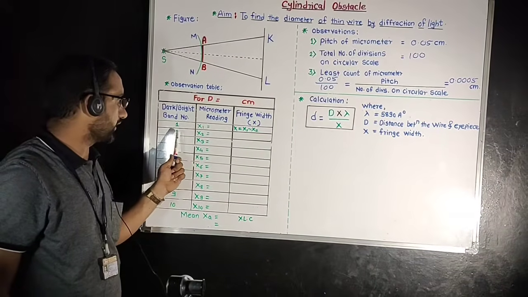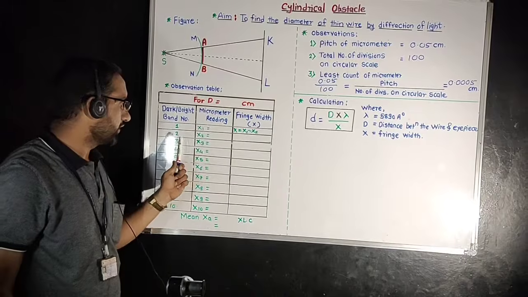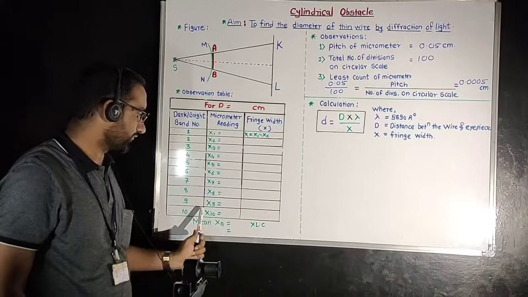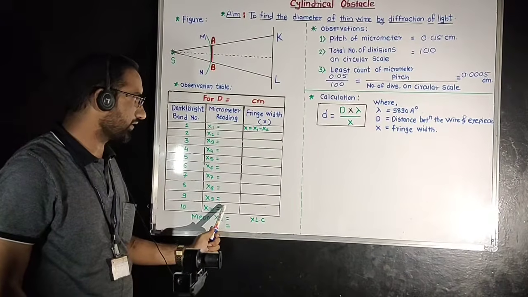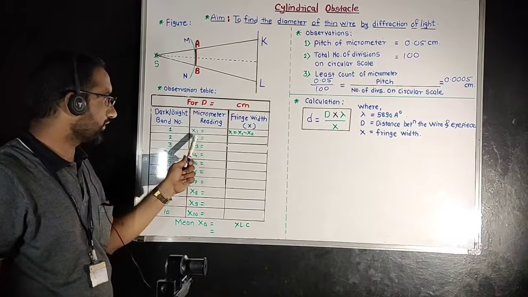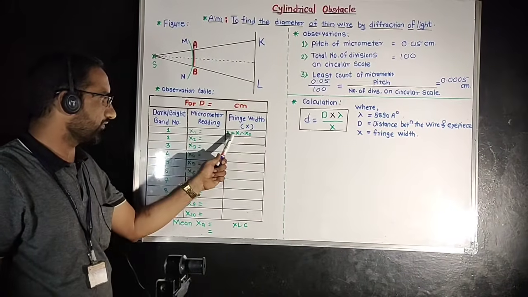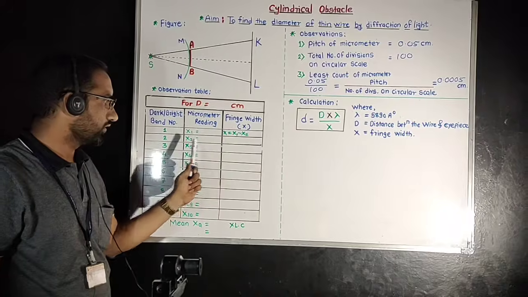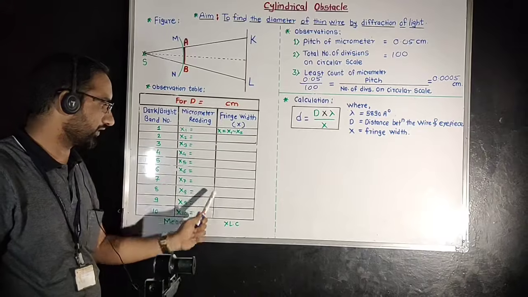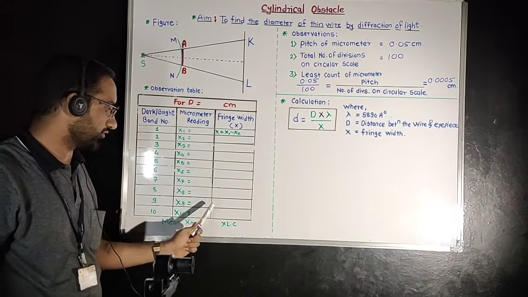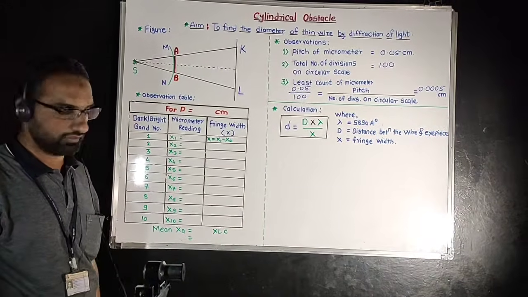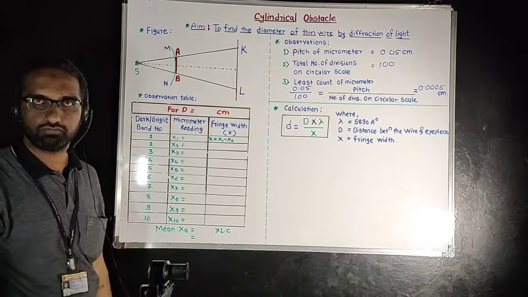Then adjust at the second dark band and take the reading, adjust at the third one and then take the reading. In this way we have to take the reading for 10 successive dark bands, and after that we have to take the difference between two successive readings, like x2 minus x1, x3 minus x2, x4 minus x3. In this way we find the differences. We get 9 differences and take the average of these values, which becomes xa. So we'll see how these values are calculated.